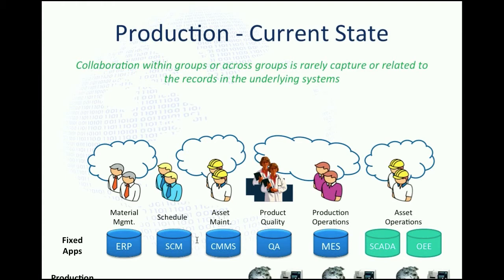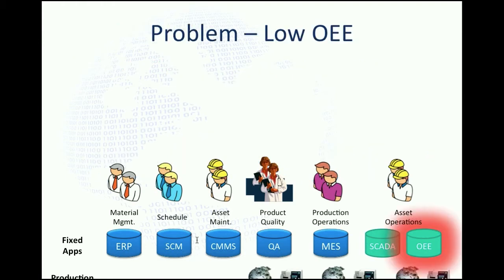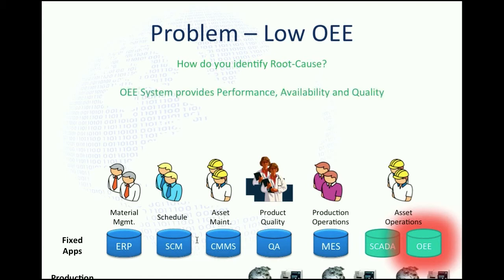In addition, there's collaboration going on between the people within individual groups and across groups. And this information, this collaboration data, is rarely captured or almost never related to the systems of record in the underlying systems. So let's look at a typical problem. I'm running in production, and all of a sudden one of my production measures, which could be OEE, is low. So how do I identify what's the cause of my low OEE?